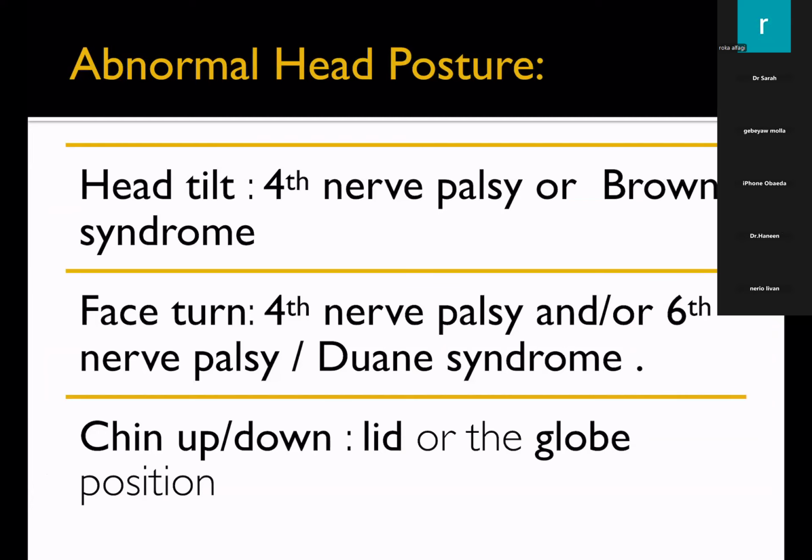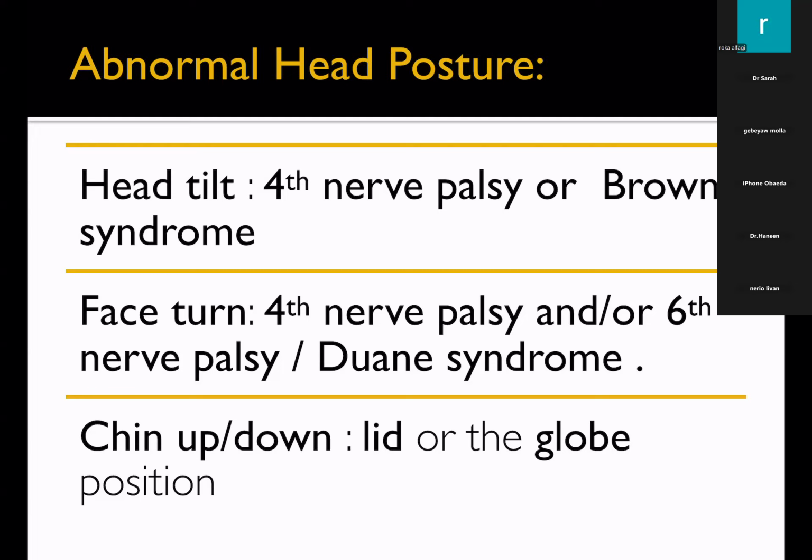Starting with our systemic or general examination, we have to look carefully at the patient. As we shift from the history to the exam, we can do this step while taking the history. Look at the patient. Does the patient have any abnormal head posture: the face turned, the head tilted, any chin up or chin down position?